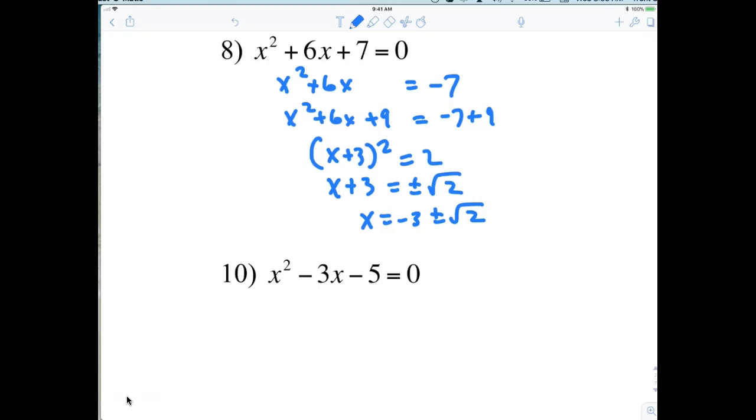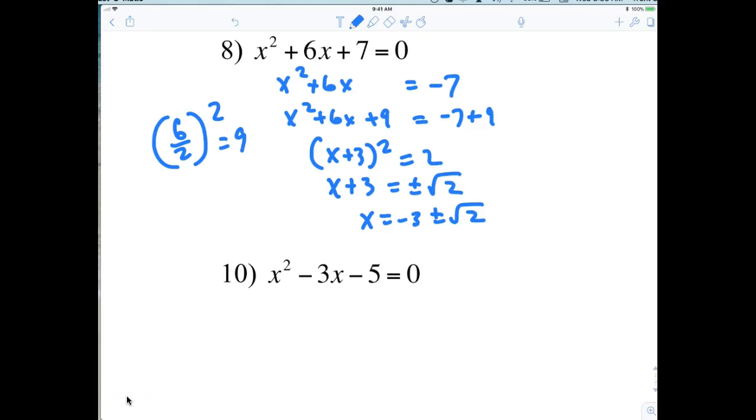Remember, you take half of 6 and square it. That's how I got 9. Yes? When you do that thing where you use like negative 3 and then you do like negative 3 plus 2 and negative 3 minus 2. Very good question. If it wasn't the square root, I would do that. Right? Because you can add negative 3 plus 2 and negative 3 minus 2.